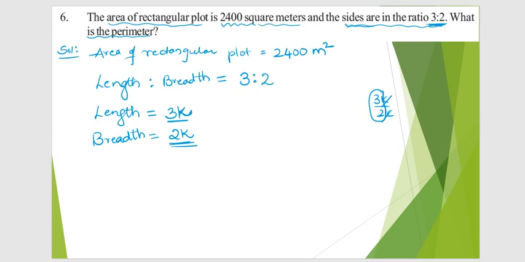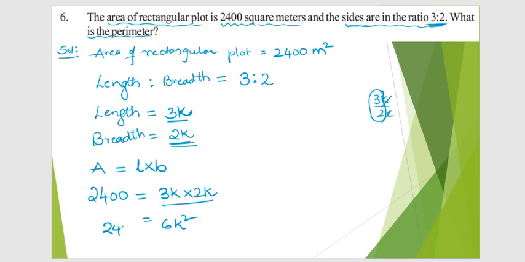Now the area of the rectangular plot is already given, no? So what do we know about the area of a rectangle? Area of rectangle is nothing but length into breadth. So already the area is given, no? What is the area given? 2400 is equal to 3k into 2k. What is the value of 3k into 2k? 3k into 2k is 3 2s are 6, k into k is k square, which gives me 2400.